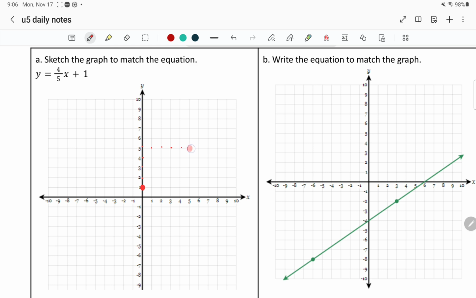Put a dot. I'm going to go back to my y-intercept. I'm going to do the opposite. So I went up and right. I'm going to go down and left. 1, 2, 3, 4. Oop. 1, 2, 3, 4, 5.